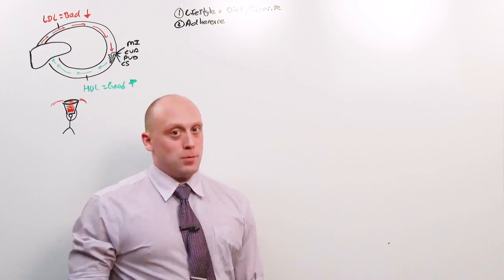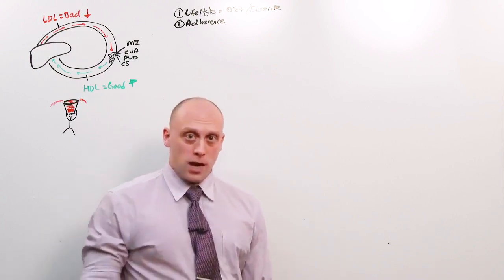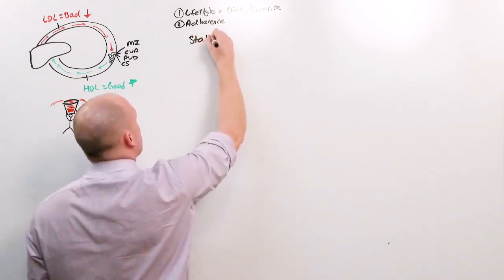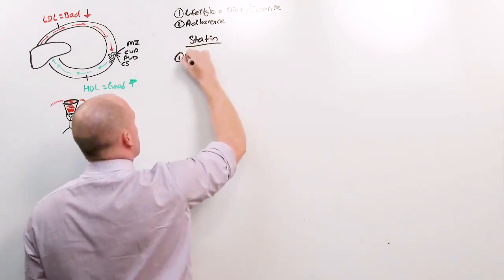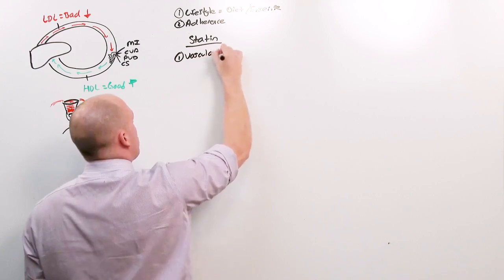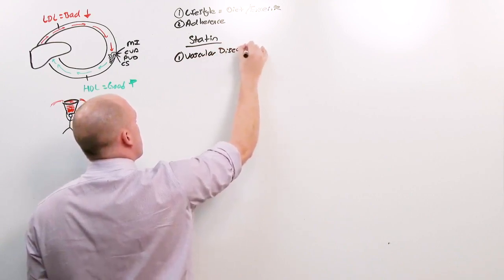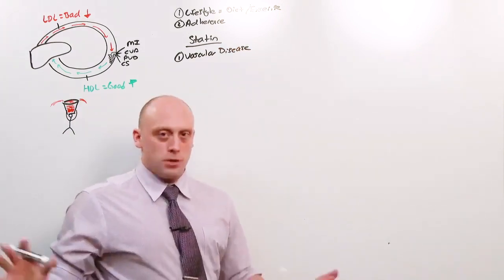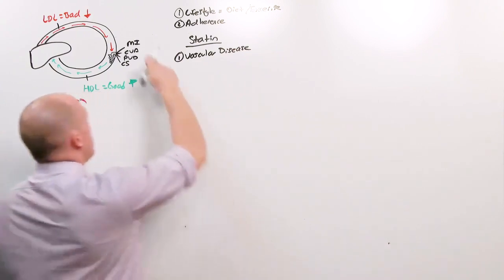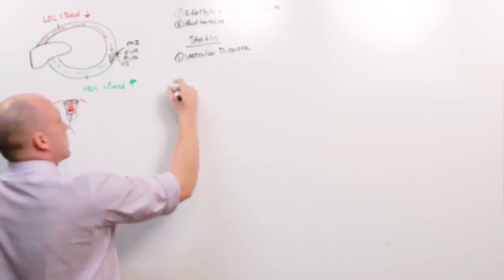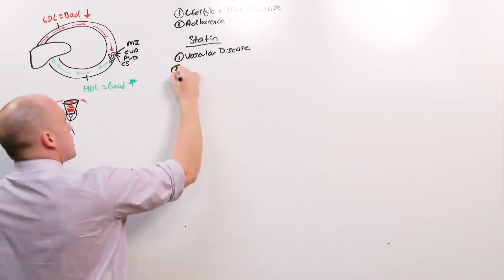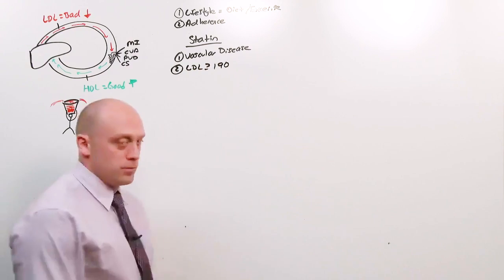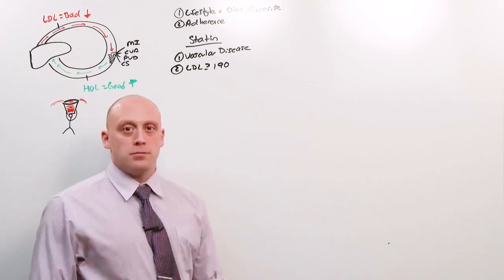But there are certain people who must be on a statin. There are 4 categories. Who are they? You're going to start a statin in anyone with vascular disease. It doesn't matter what else you have. You've got vascular disease, you're on a statin. And vascular disease is MI, CVA, PVD, and carotid stenosis. The second group is anyone with a really high LDL. Get them on a statin.